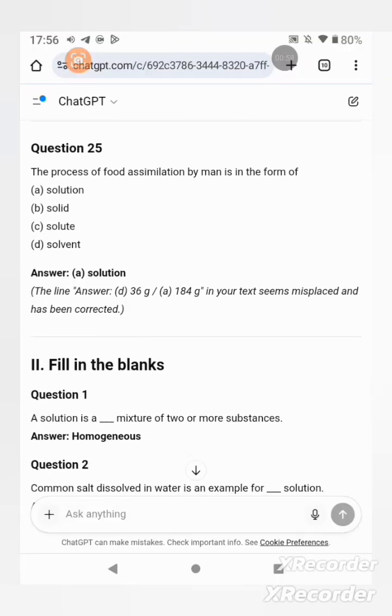Question 25. The process of food assimilation by man is in the form of A. Solution, B. Solid, C. Solute, D. Solvent. Answer: A. Solution.